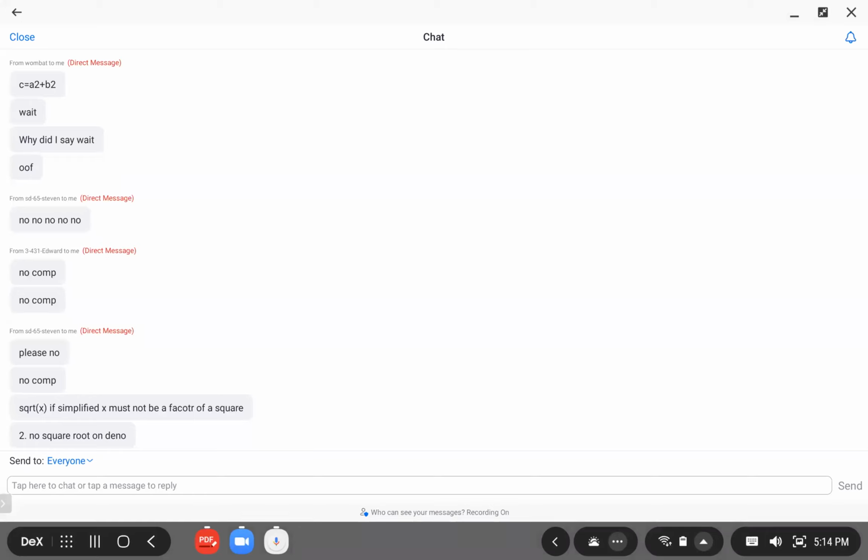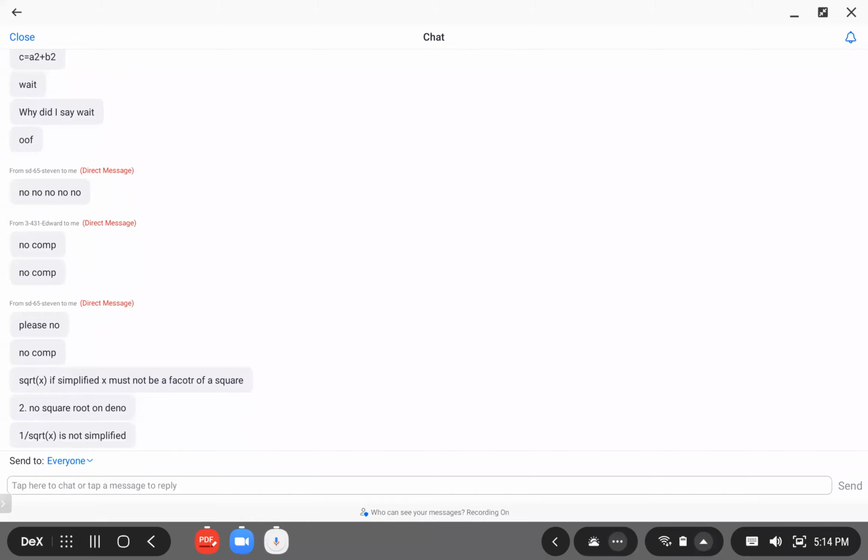The square root of x is simplified. x must not be a factor of... not the exact clear definition I would like, but yes, that is true. Okay, first one. And then no square root in the denominator. Yes, that is correct also. So for example, 1 over the square root of x is not simplified.